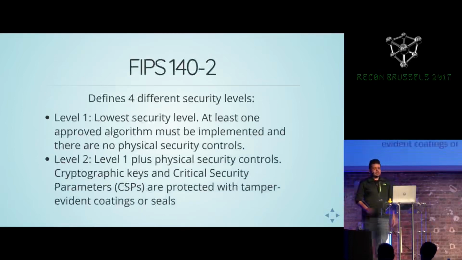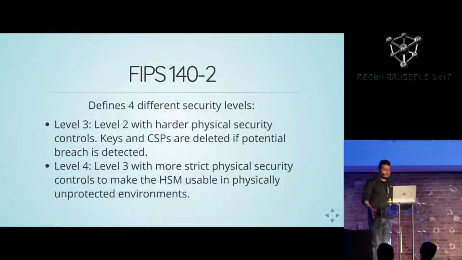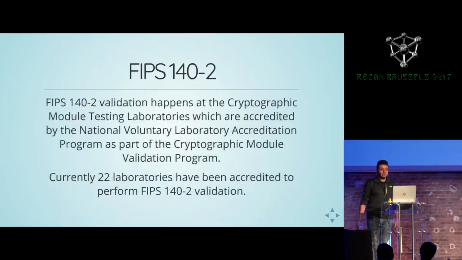It specifies four different security levels. The first level has some requirements about the algorithms that are implemented. Level 2 adds some physical security controls. Level 3 has more physical security controls. Level 4 is about HSMs that can be used in physically unprotected environments. There's a special program, the Cryptographic Module Validation Program, in which 22 laboratories are accredited to make this type of validation for HSMs.